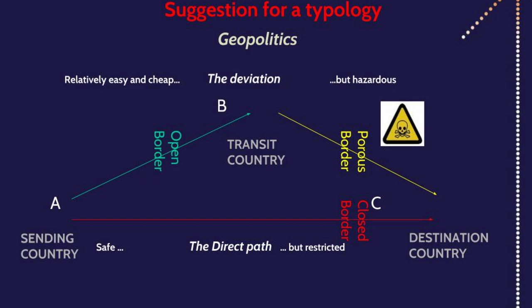The border between country A and B is relatively open, and the border between B and C, because of the various regimes of migration control and border security, might still be relatively porous because the control system isn't perfect or because the geography is difficult to control. Mountains, deserts, the open sea are difficult to control. The border is relatively porous, but often dangerous to cross. That's why I have this skull here. This is a sort of schema of the geopolitics of transit migration.